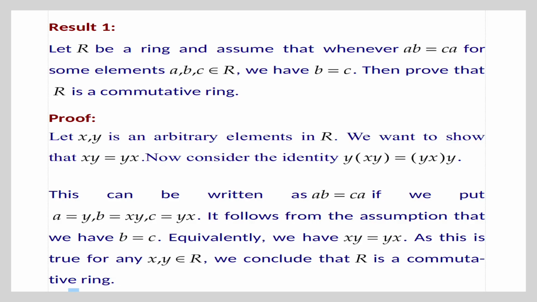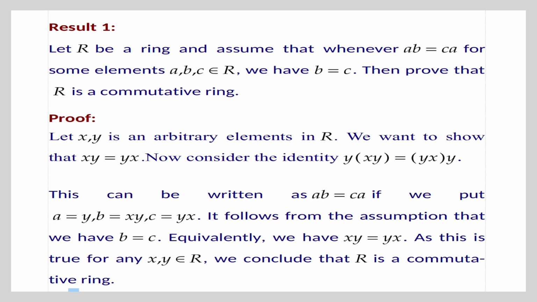Let us see some results. The first result is: let R be a ring and assume that whenever AB equal to CA, for some elements A, B, C belongs to R, we have B equal to C. Then prove that R is a commutative ring. Proof: let x, y be arbitrary elements in R. We want to show that xy equal to yx.